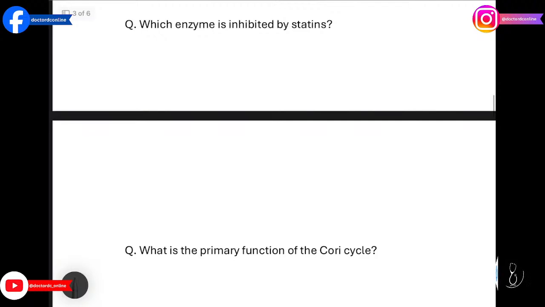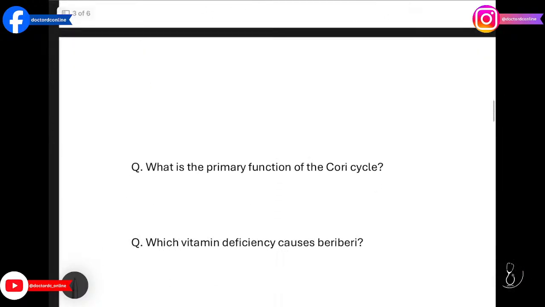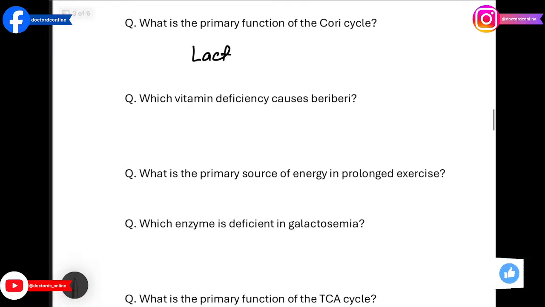The next question is, which enzyme is inhibited by statins? And the answer is HMG CoA reductase. It is the rate limiting enzyme in cholesterol synthesis. The next question is, what is the primary function of the Cori cycle? And the answer is lactate recycling. It converts muscle lactate to glucose in the liver during exercise.